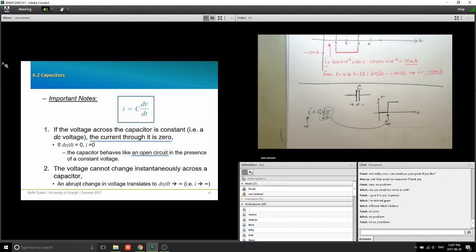We don't have infinite currents in real life, right? It's not possible. So that's going to hinder this from happening. You will never ever be able to have a voltage across your capacitor that jumps instantaneously in zero time from one value to another value. That's not possible. Voltage has to transition through a continuous waveform.